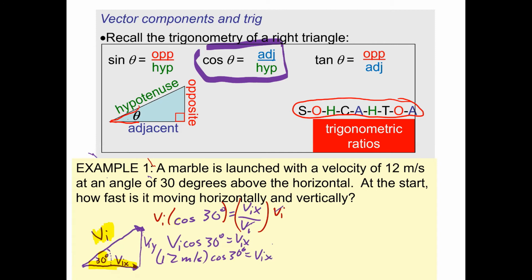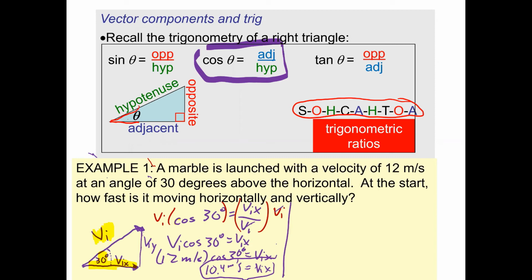Let me just do that really quickly on my calculator. 12 times cosine 30. By the way, you want to make sure you're in degrees. And when you do that, v sub ix equals 10.4 meters per second. Okay, so I have figured out how fast it was moving horizontally at the start.